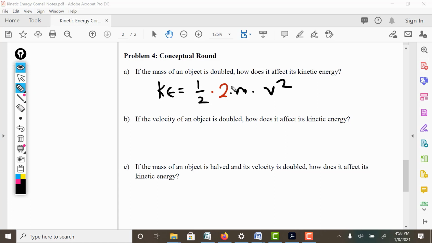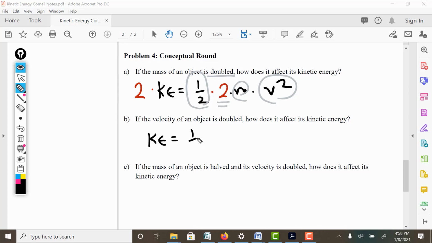In order to keep this balanced, right, you'll notice that I have put in black the original formula, 1/2 mv squared. This extra 2 is here because I doubled the mass. In order to keep this balanced, I would have to double the kinetic energy. What I'm proposing to you is, if I double the mass of an object, I end up doubling the kinetic energy.